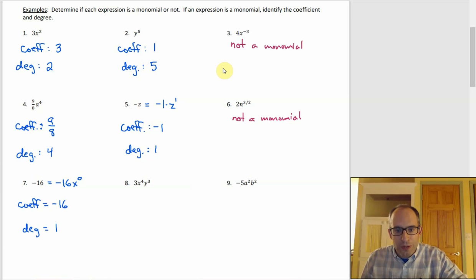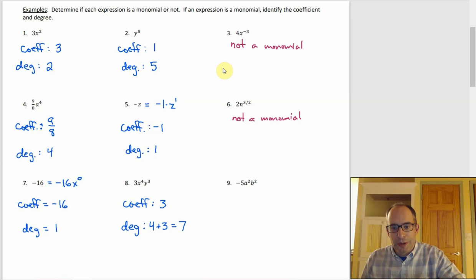Let's see. Here, the coefficient is 3. So that's not going to be anything that's all that crazy. But then the degree... This is the one where we got to add stuff, right? Because we have the 2 variables, so x to the 4th, y to the 3rd. So you should add those exponents together, and 4 plus 3 is 7. And then we do the same thing with number 9. So with number 9, the coefficient is -5, and then the degree should be 4, because you have an x squared, or an a squared and a b squared. So that's going to be 2 plus 2, which is 4.